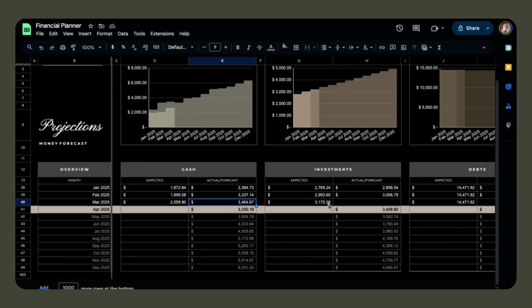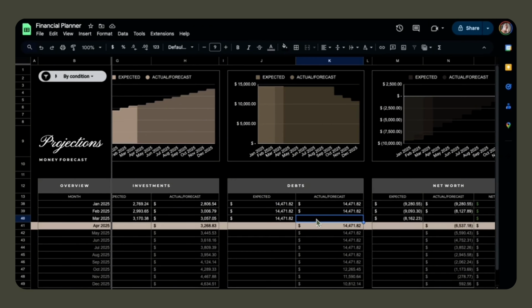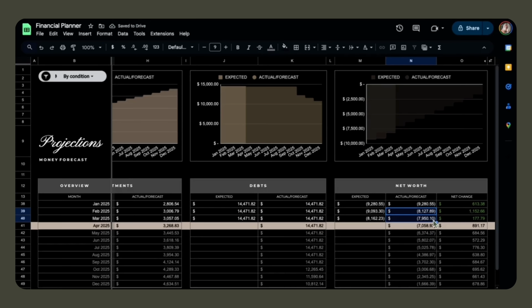So that's great. And then for investments, this was $3,057.05, which was actually a little bit lower than expected. So the graph did go down, but that's still okay. And then for my debts, this is the same number, $14,471.82. So no change. And then for my net worth, I'm just going to drag down this formula because this just takes my cash and investments and subtracts my debts. So let's see. And that does match up with what Monarch is saying.